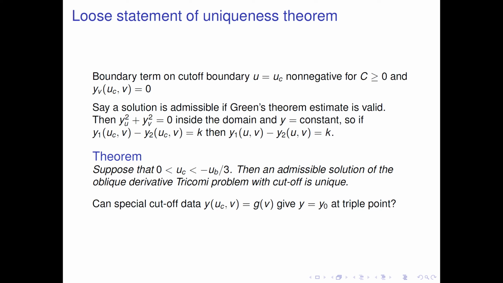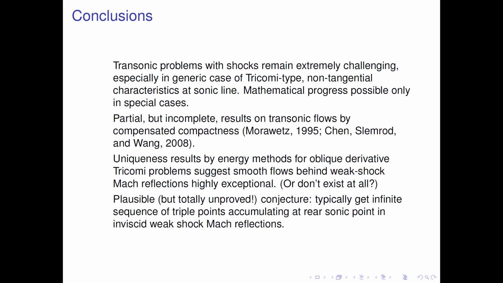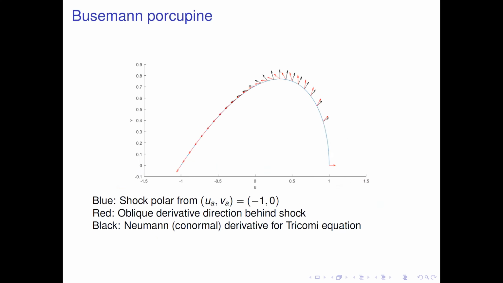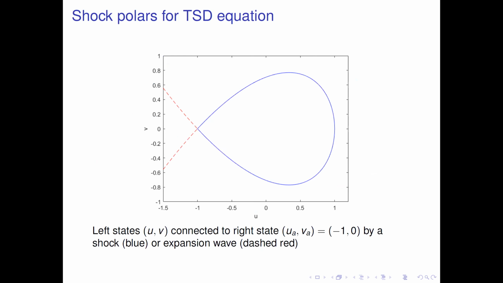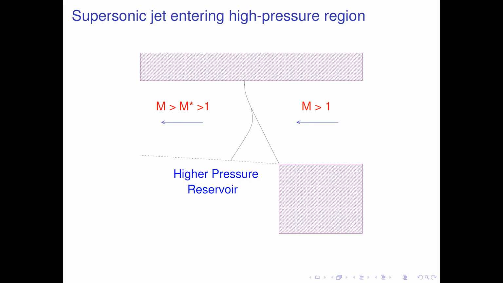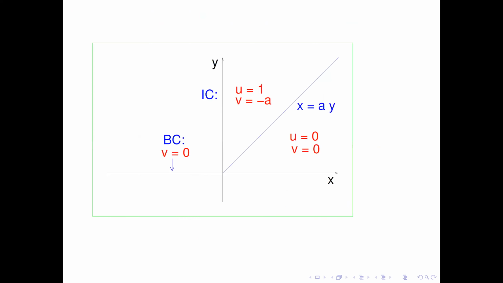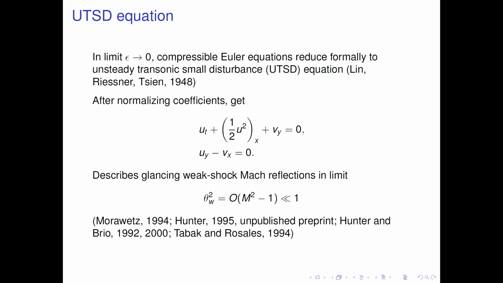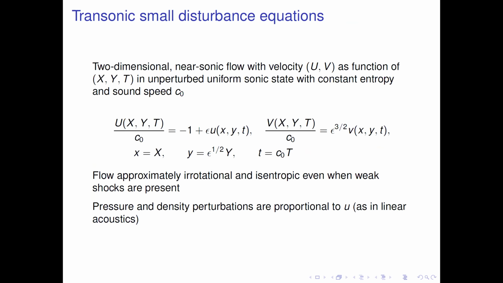Questions or comments? Yeah. Can you go back to the part where you introduced the initial perturbation, adding epsilon u to -1? Oh, sure, yeah. You mean in deriving the transonic small disturbance equation? Yes. One more. Is there a specific reason for epsilon to the 3/2 there? Yeah, so there is a specific reason.